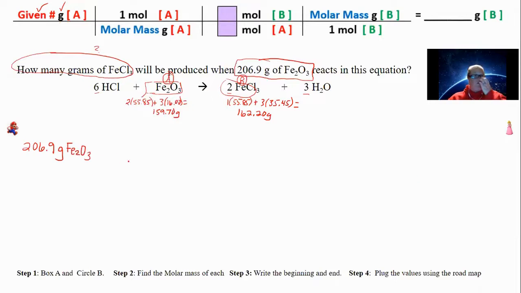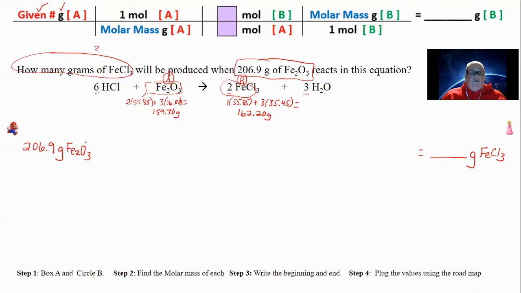Now I'm going to give myself all kinds of room here, and over here, write what I'm trying to find, the end, grams of FeCl3. All right, so step 1, box the A and circle the B. We identified them. We found the molar mass of each, and I wrote the beginning and I wrote the end. Now we want to plug in the values using the roadmap.